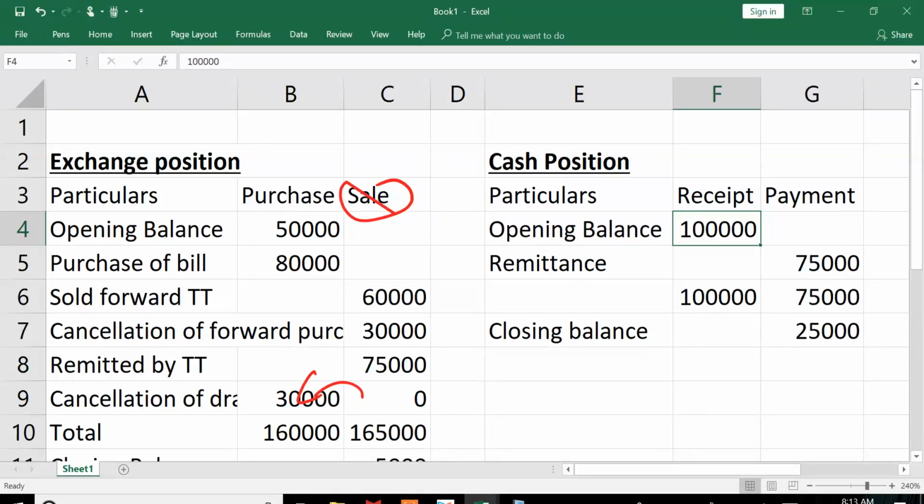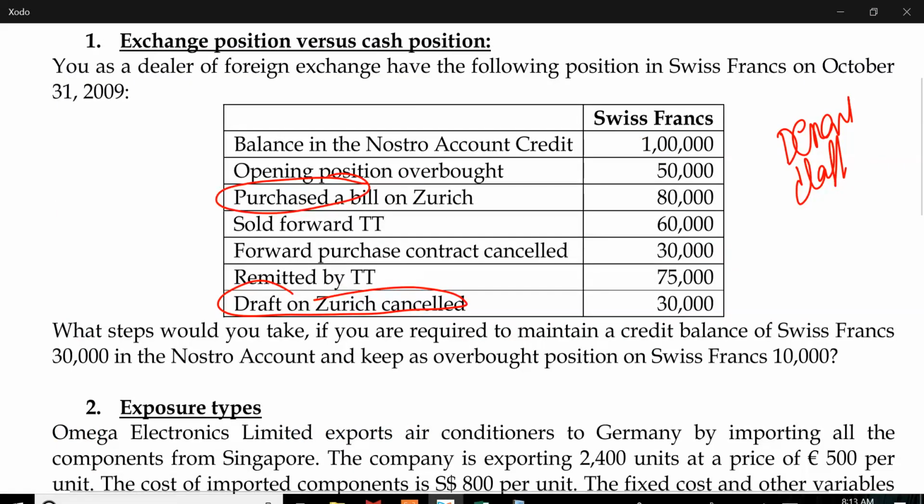If it's a purchase transaction, write it in the purchase. If it's a cancellation of a purchase transaction, write it as sale. Similarly, is it a sale transaction or a cancellation of sale? So let's first only fill the exchange portion. Don't bring the cash portion into the picture, because if you swap between both, confusion happens. So what was the first transaction?